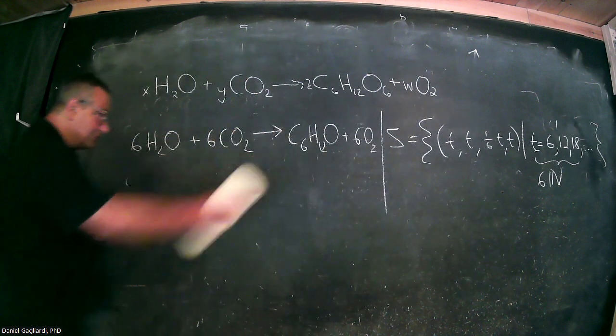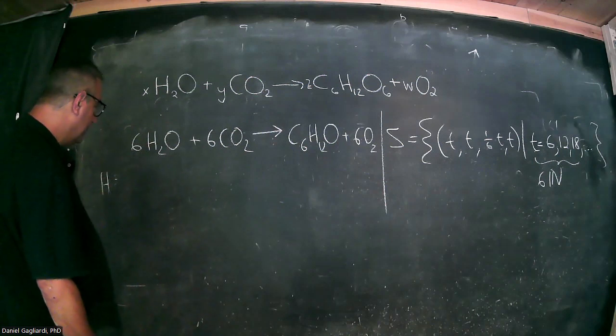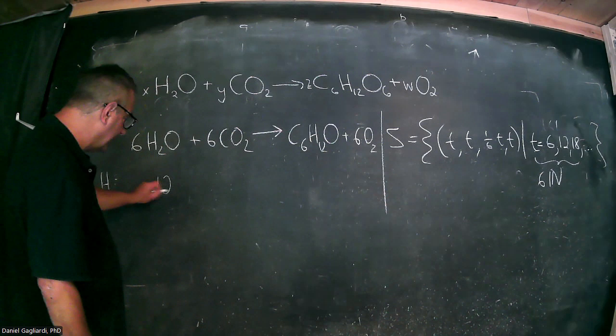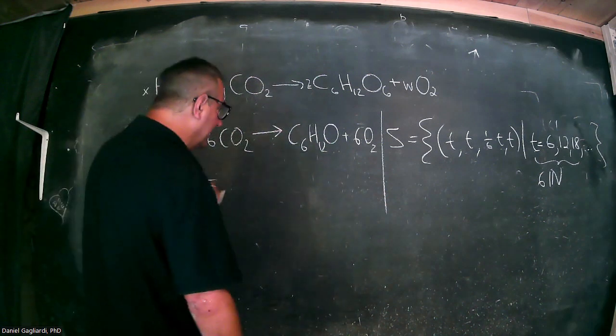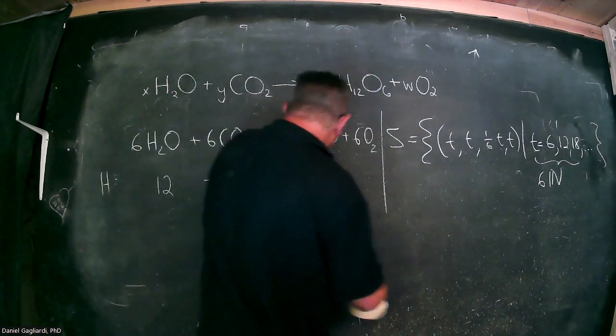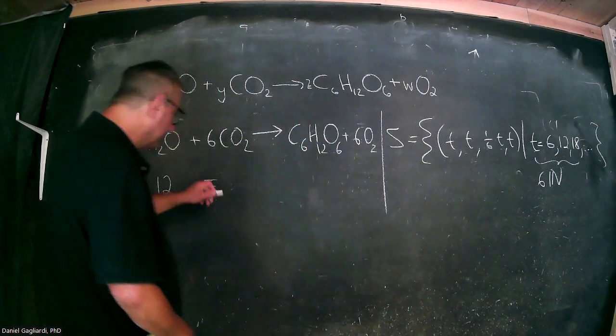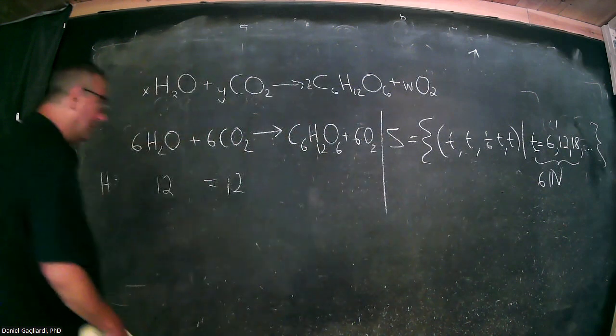So all we have to do is check this. Let's check the hydrogens. If we check the hydrogens, we have 12 on one side, that's good. And how many on the other side? We have 12 hydrogens on the other side. This is a 12, and this is an O6. Okay, so we have 12 hydrogens on the other side as well.